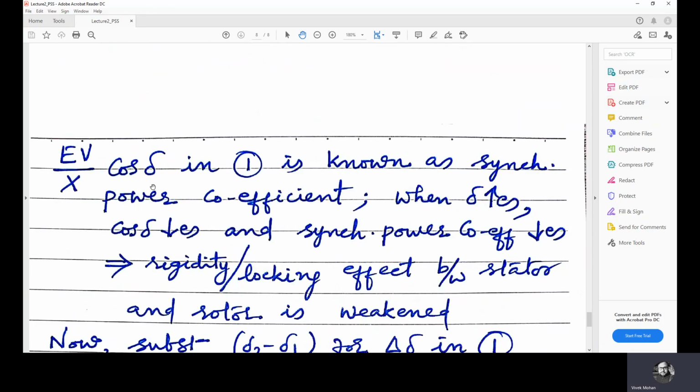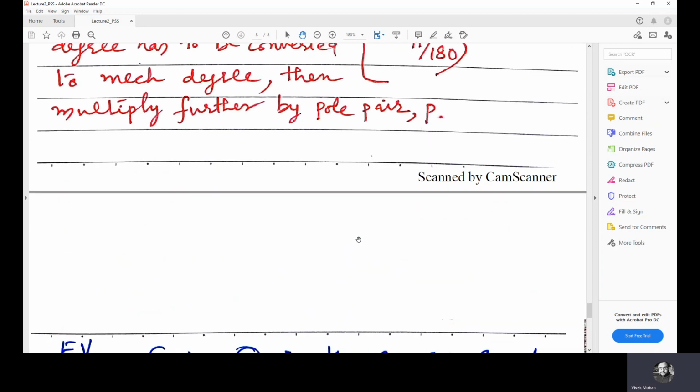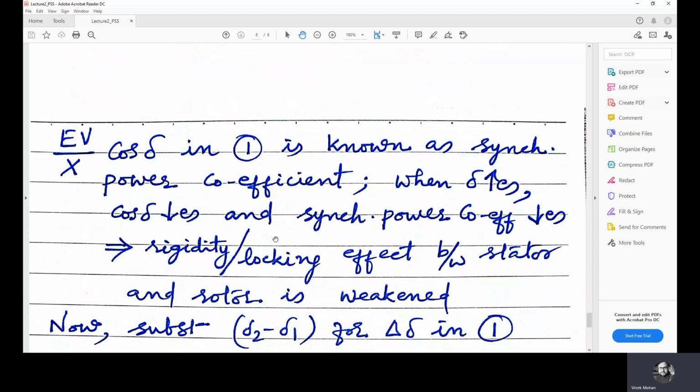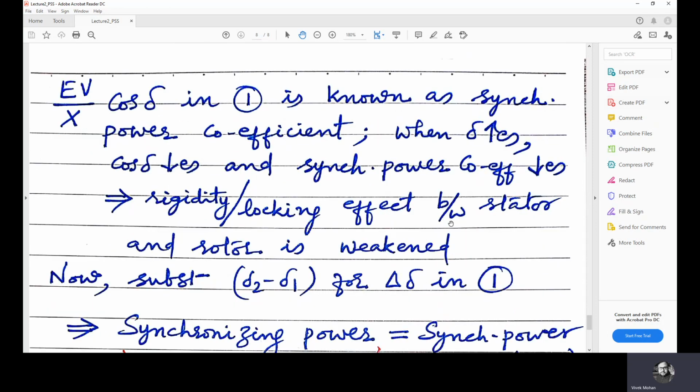Now, EV by X cos del in equation 1 is known as the synchronizing power coefficient. When del increases, cos del decreases and the synchronizing power coefficient decreases. That means the rigidity or locking effect between stator and rotor is weakened. Right, the rigidity or locking effect between the stator and rotor is weakened. The machine is prone to asynchronism. The system is prone to asynchronism.